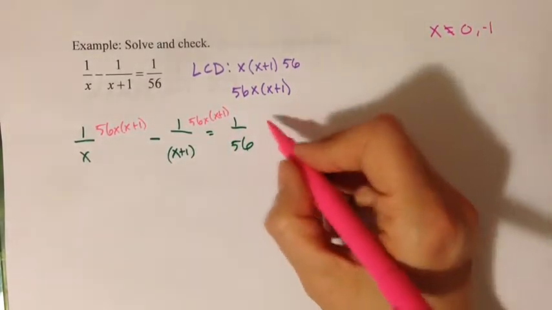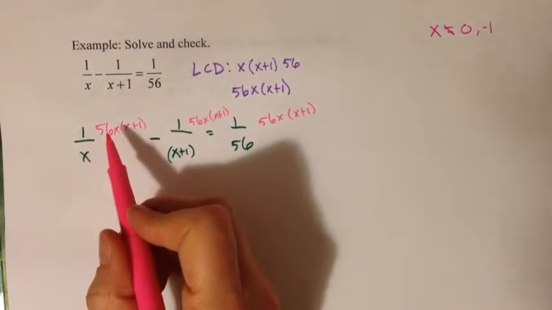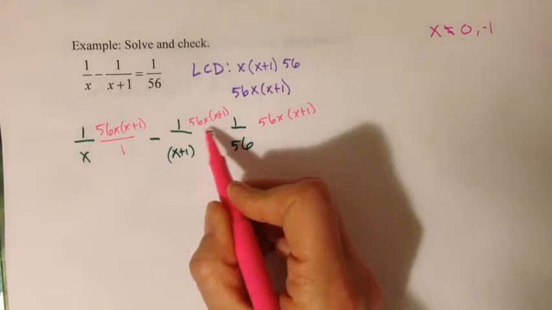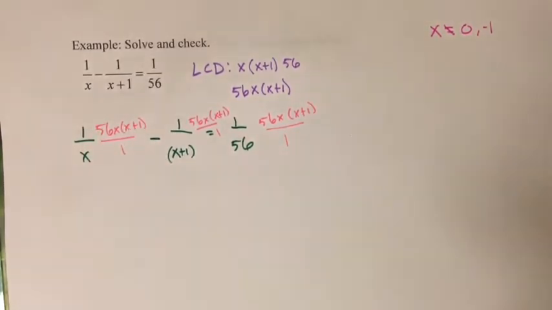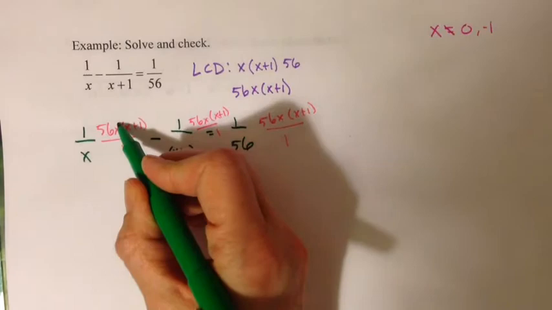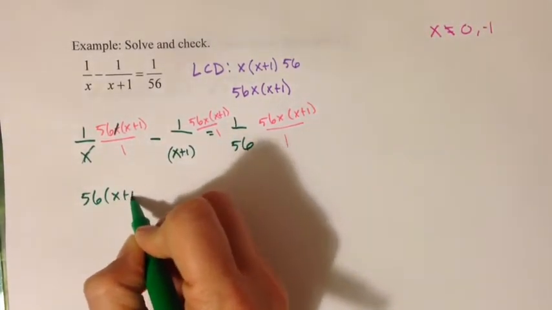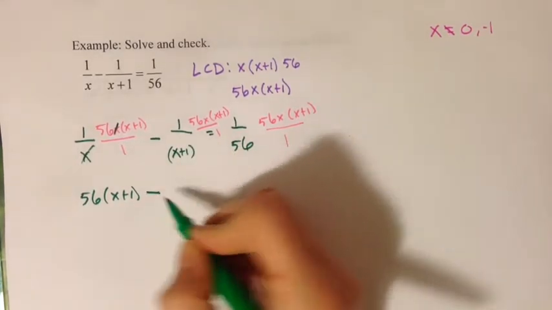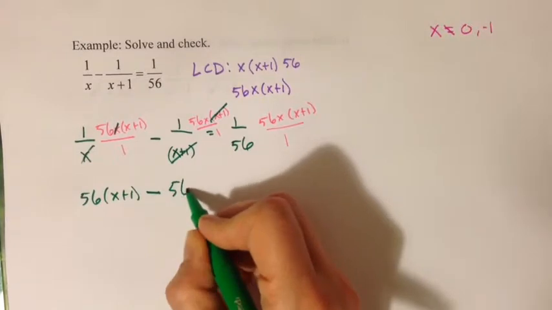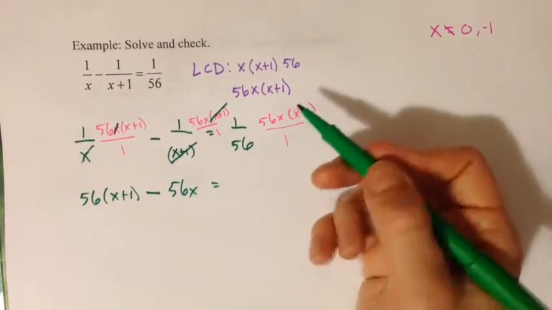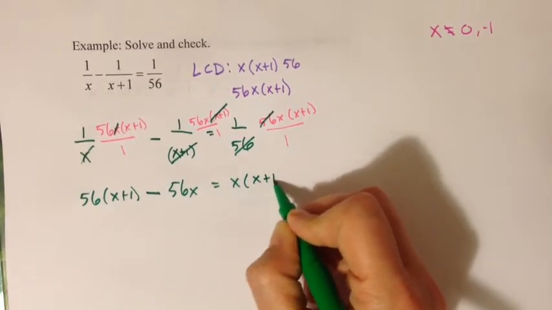I didn't really give myself enough room there. You can also think of this as all being over 1 if it helps you keep your numerators and denominators straight. In my first expression, the x cancels, and I'm left with 56 multiplied by x plus 1. My second one, don't forget that I've got some subtraction here. The x plus 1 cancels, and I'm left with 56x. In my third expression, the 56 cancels, but nothing else does, so I'm left with x times x plus 1.